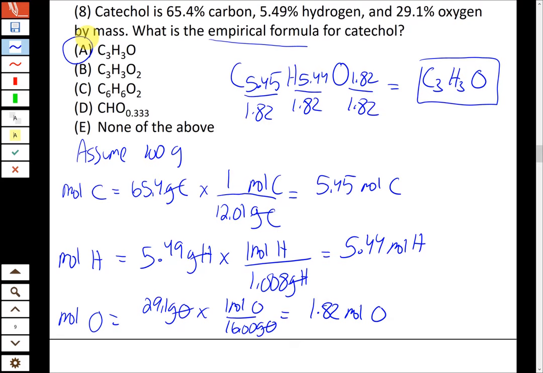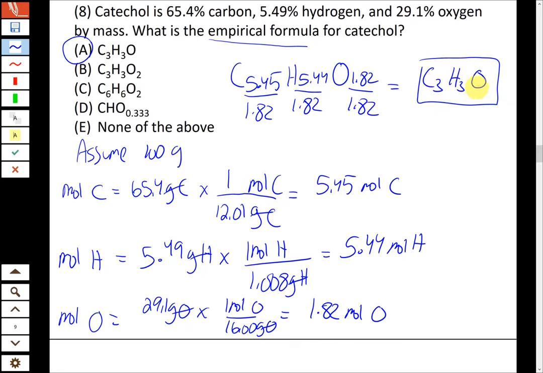If we ask for the molecular formula, it could be any whole number multiple of this empirical formula. So it could be C6H6O2, or it could be C9H9O3 or something like that. So if we want the molecular formula, you need additional information.